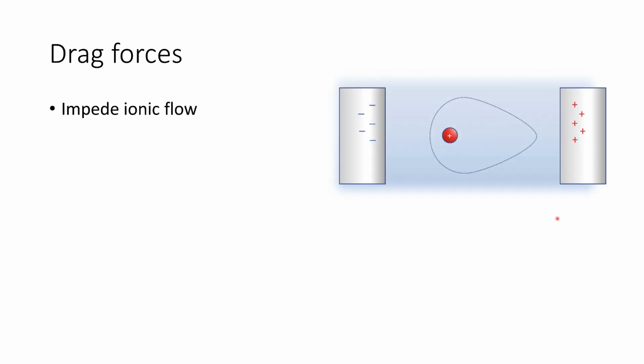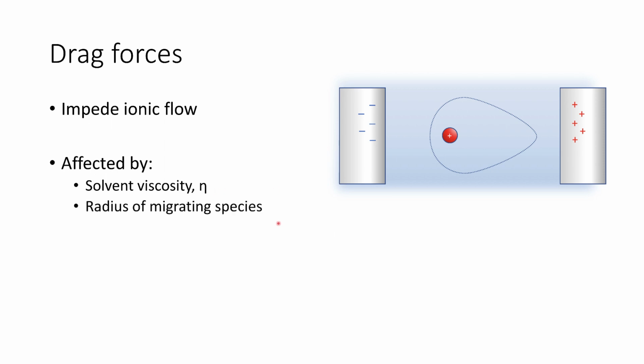We now want to think about the drag forces on our ions. Now remember, the drag forces impede that ionic flow. In this case, the diagram's representing the effect of solvation shells as well as the ionic atmosphere. It's affected by a number of factors. So we've got the things attached to the ion, but we also need to think about the solvent viscosity. This carries the symbol eta here. We think of the radius of the migrating species, whether that's the radius of the ion plus the solvation shell.